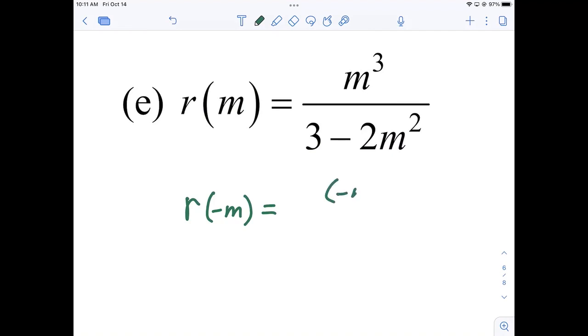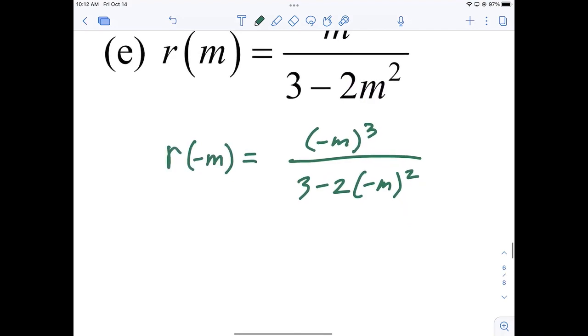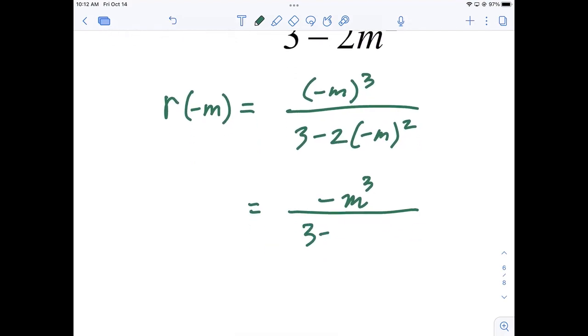Now we plug it in and we get negative M to the third power all over 3 minus 2 times negative M squared. And then we simplify. A negative M cubed is the same as negative M cubed, because negative times negative is positive, positive times negative is negative. So anytime you have a negative to an odd power, you can essentially drop the parentheses, which is really pulling the negative out front. In the bottom, we get 3 minus 2 times negative M quantity squared. Well, that's an even number, so the negative goes away and we get no change.